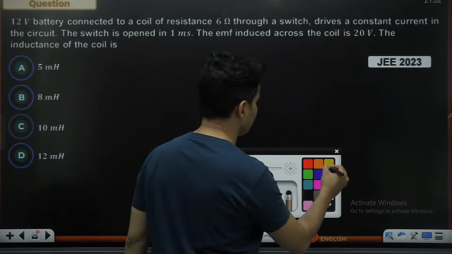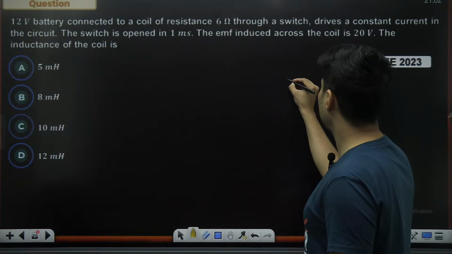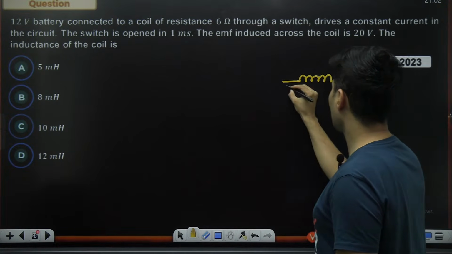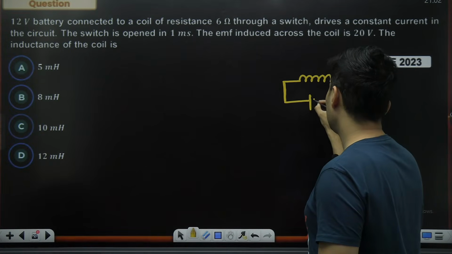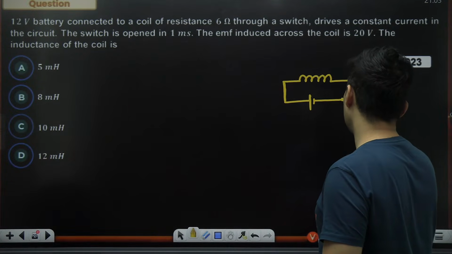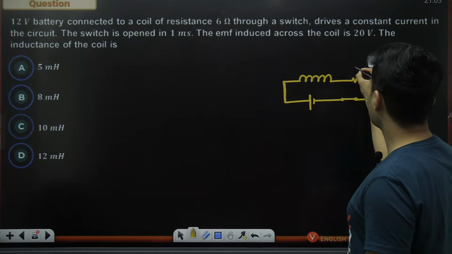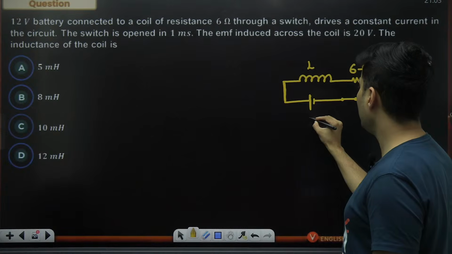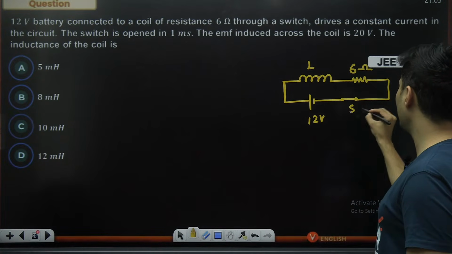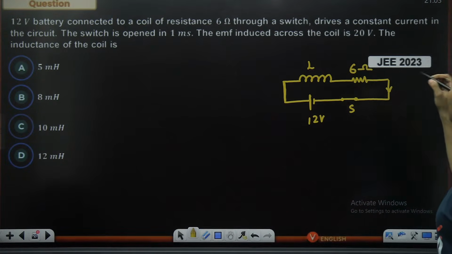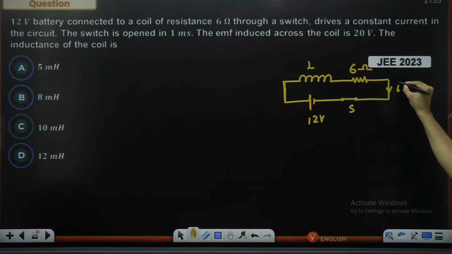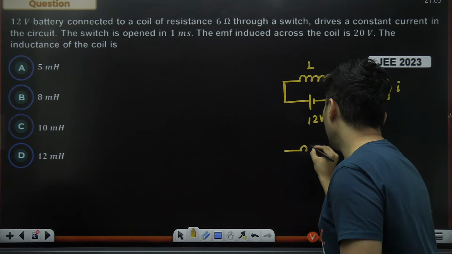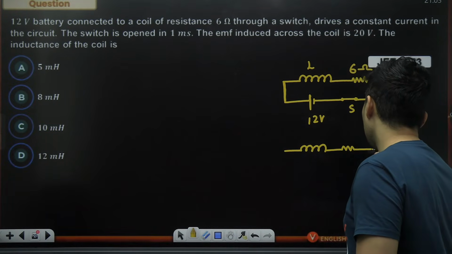Let's understand this. The battery is connected to a coil. The coil has some resistance. Perfect. This is that battery and the switch is there like this. Coil resistance 6 ohm, inductance not known, battery 12 volts. This is my switch. There is some current. How much current is flowing? Oh, that's not given. Not needed also, I guess. You open that switch in 1 millisecond. The moment you open that switch, this is how the circuit will be.